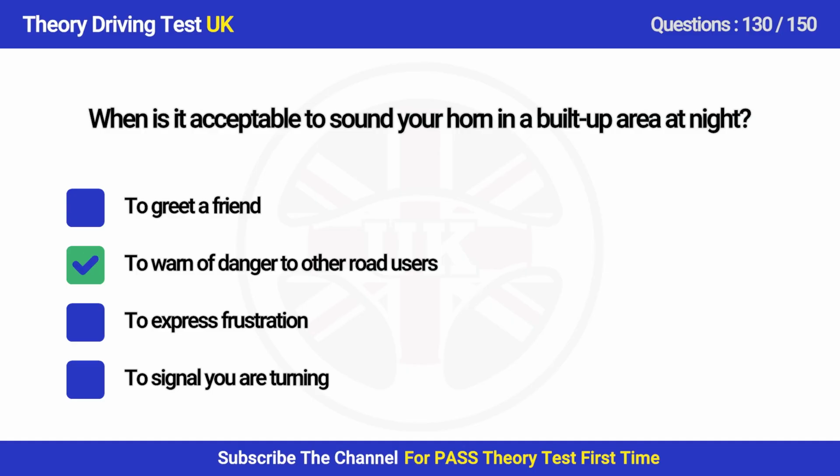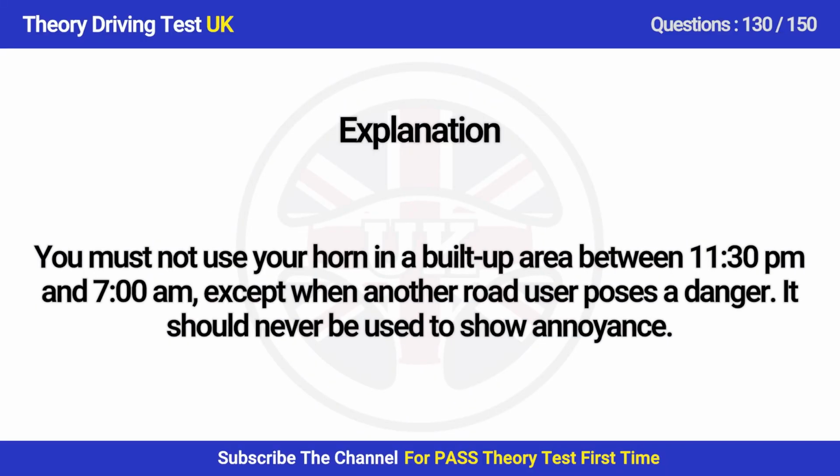Answers is B. To warn of danger to other road users. You must not use your horn in a built-up area between 11:30 p.m. and 7:00 a.m., except when another road user poses a danger. It should never be used to show annoyance.